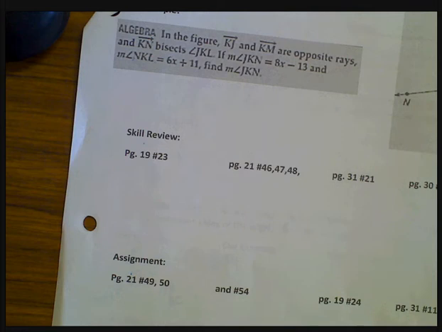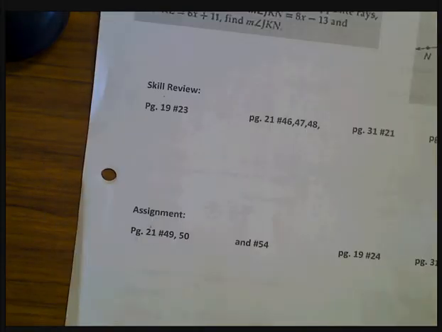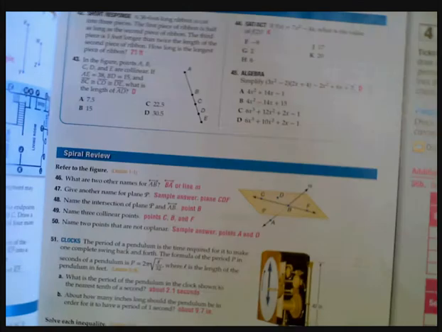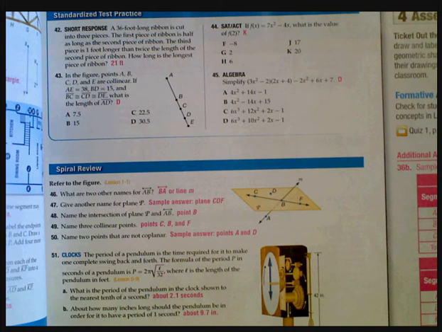All right, we are on 1/4 angle measure, page 21, number 49. Number 49 says, name 3 collinear points. So there are multiple choices in which we can make. So let's go ahead and look at those choices.